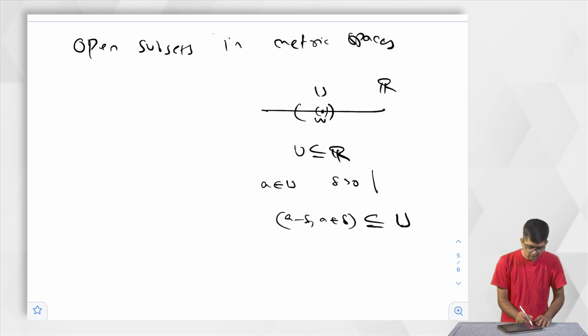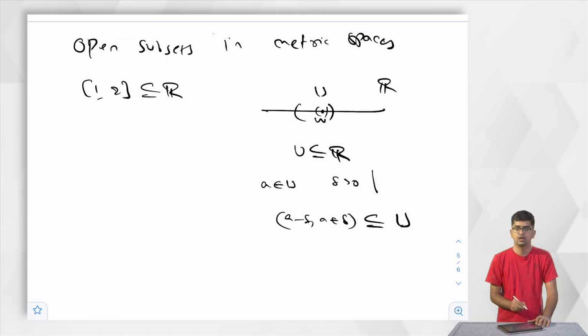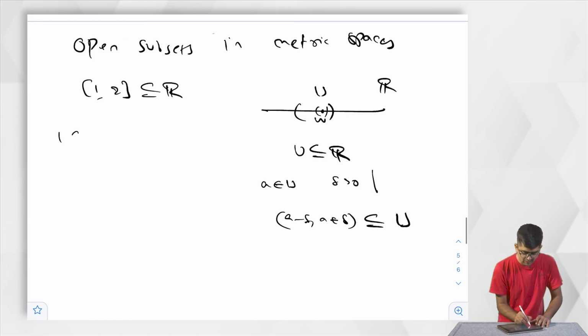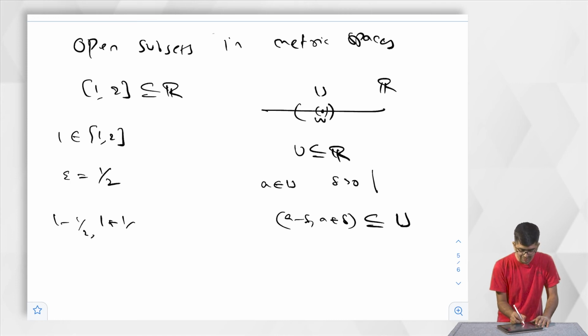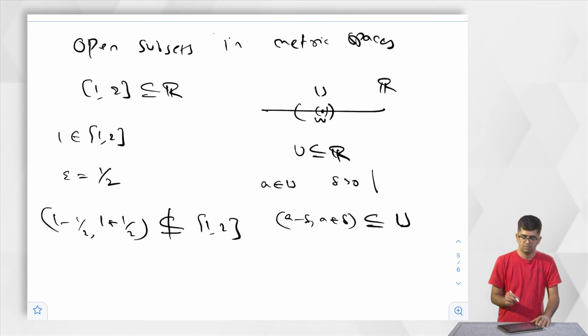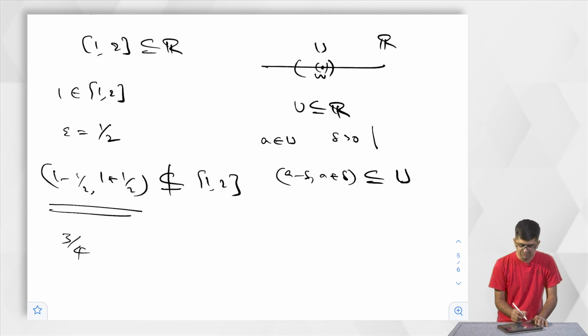So for example, take the interval 1, 2 as a subset of R. Now take 1 belongs to this 1, 2, and suppose we take epsilon to be, say, half. Then the interval 1 minus half to 1 plus half is not a subset of 1, 2, right? Whenever you take this, the interval contains, say, 3 by 4. That 3 by 4 is an element here, but 3 by 4 is not an element of 1, 2.